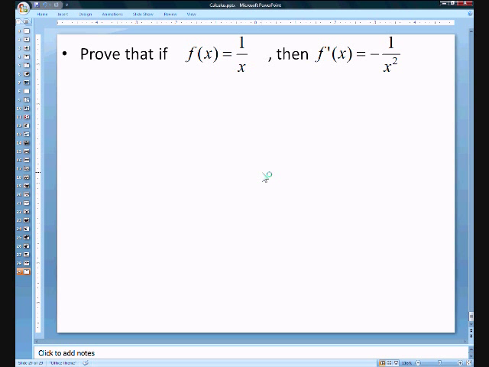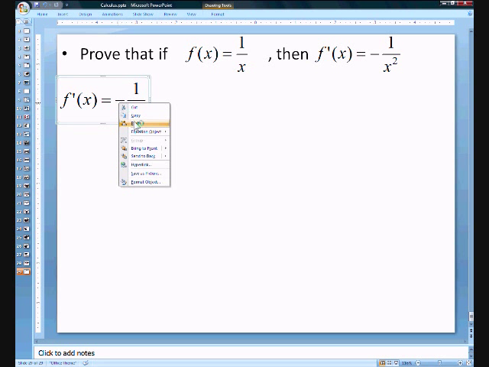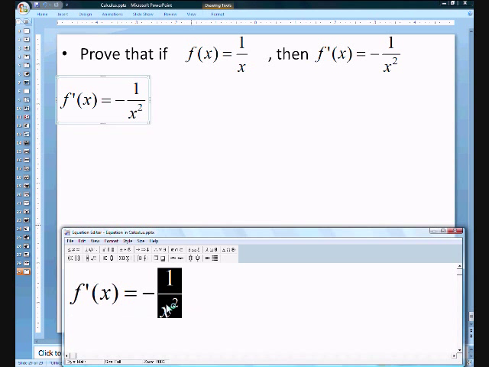Okay, moving right along. Now we have the job of finding the f prime of this. Prove that if f of x is equal to 1 over x, let's just find the f prime of it. So again, let's type in our standard limit as h approaches 0. Alright, so we have here in the numerator f of x plus h.